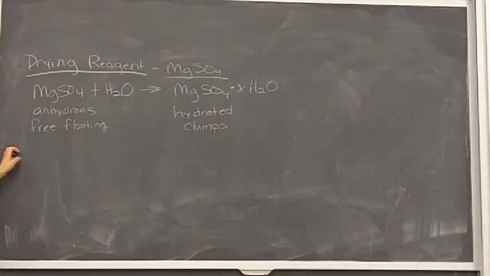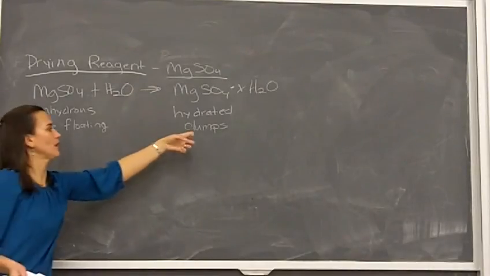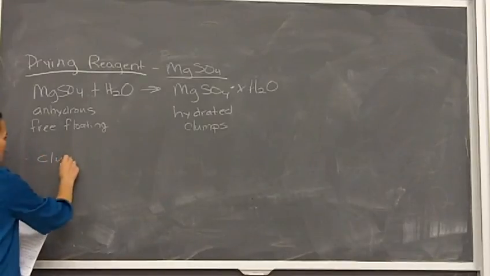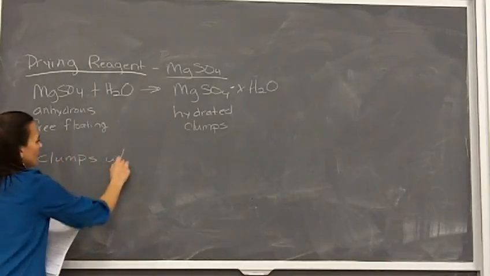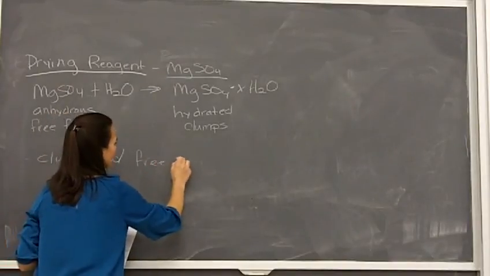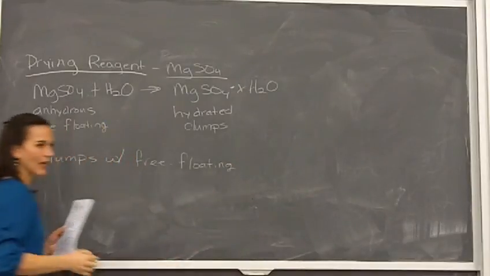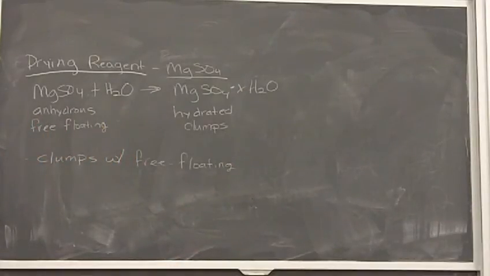So you add magnesium sulfate until you get clumps with a little bit left that's free floating. When you swirl it around, it looks like a snow globe. So you want clumps with free floating. What you don't want is to take it to the extreme and basically make pancake batter. You add so much that it's a bunch of solid in that ether that won't even move around. Okay, so you want to be able to swirl it around in your flask.